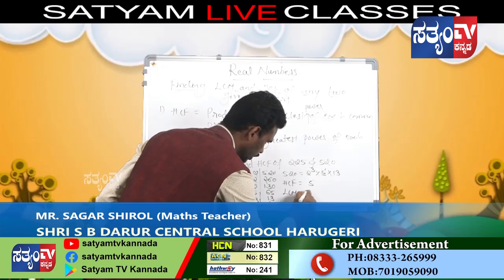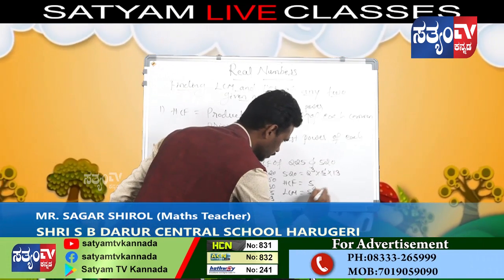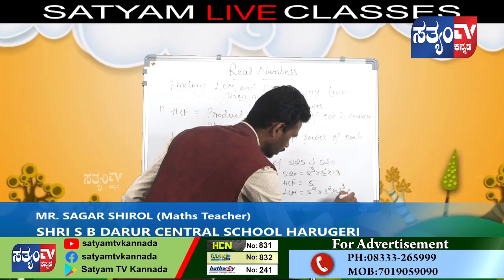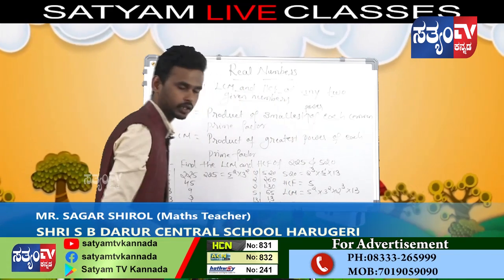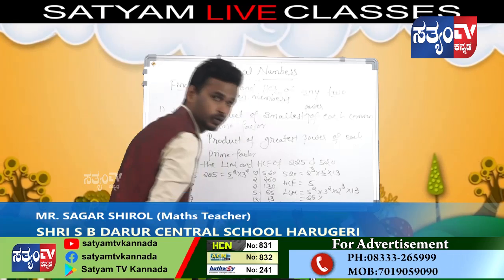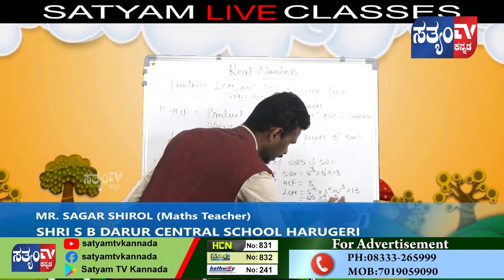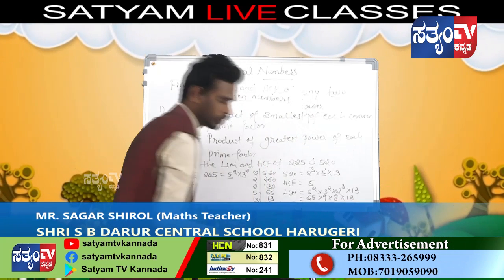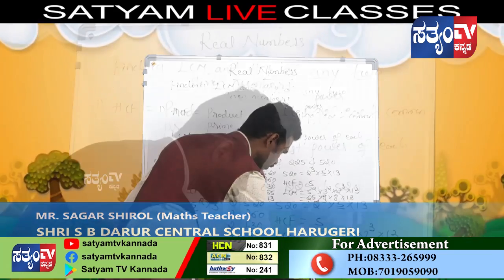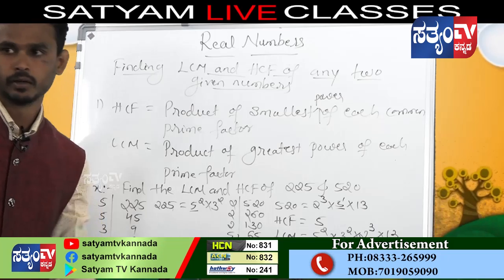5 square. So you need to take 5 square and take the remaining prime factors also, that is 3 square into, here what is remaining again? 2 cube into, what remained? 13. So just do that multiplication. 5 square is 25 into 3 square is 9 into 2 cube is 8 into 13. If you multiply this, you will get 1,17,000. So this is the LCM.